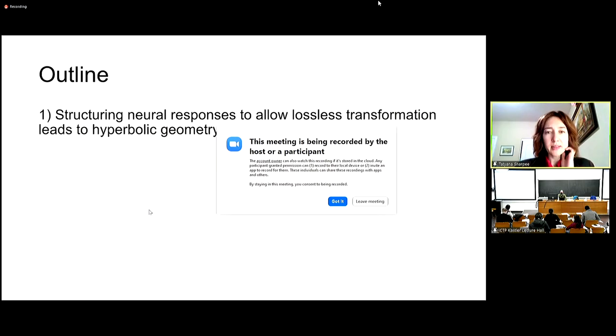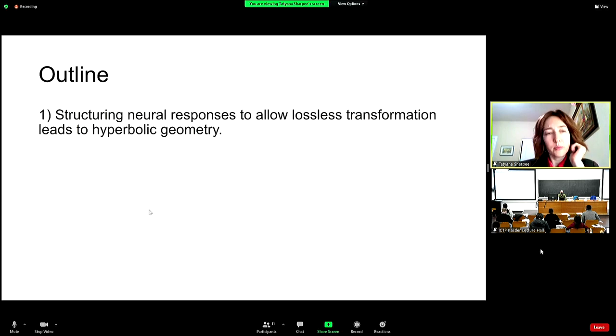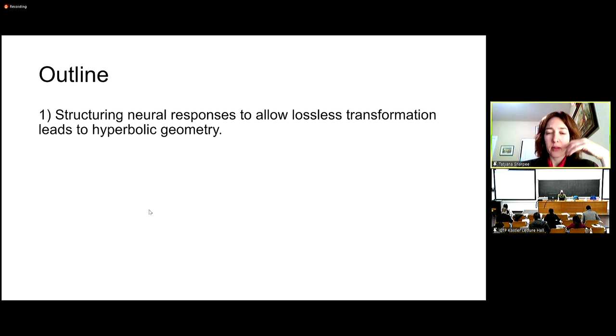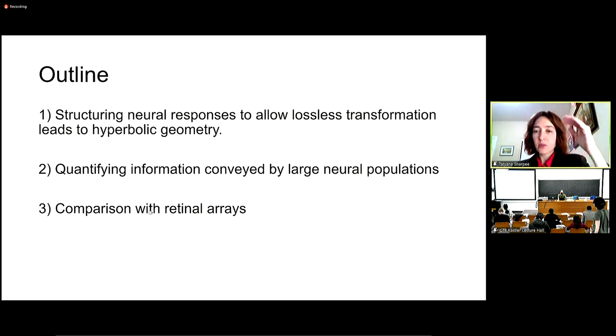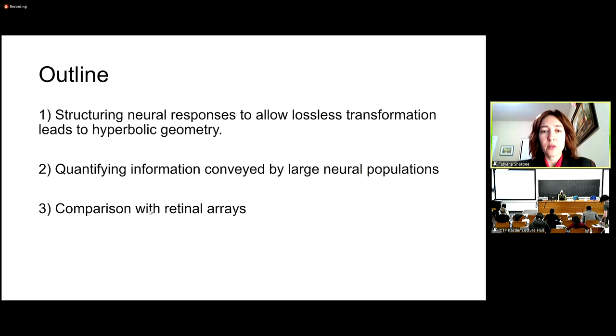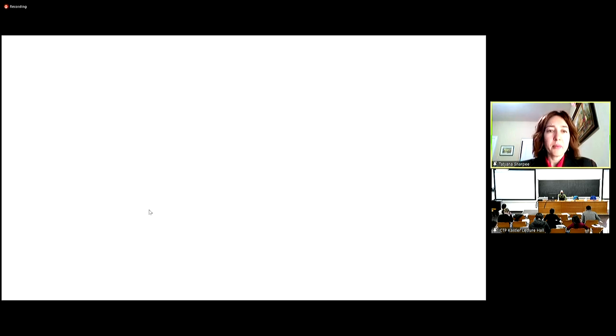And today I will discuss, briefly, it will be a short part in the presentation, how structuring neuronal responses in such a way as to allow for lossless transformation, which is what we discussed last time, leads to hyperbolic geometry. Then the second part is how to quantify information conveyed by a large neural population. And the third part is comparison with retinal arrays. And the last lecture, which we will merge with this one, depending on how many questions there are, will be evidence for hyperbolic geometry at different stages within biological circuits, in the stimuli, in perception, and by implication within the neural circuits itself.